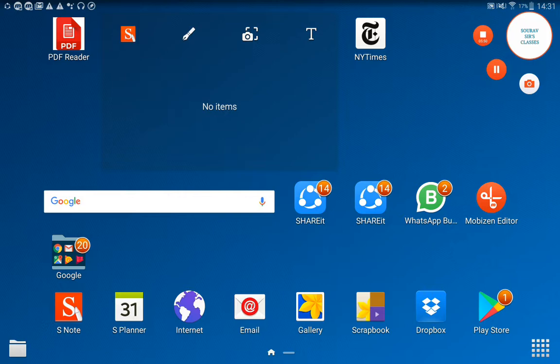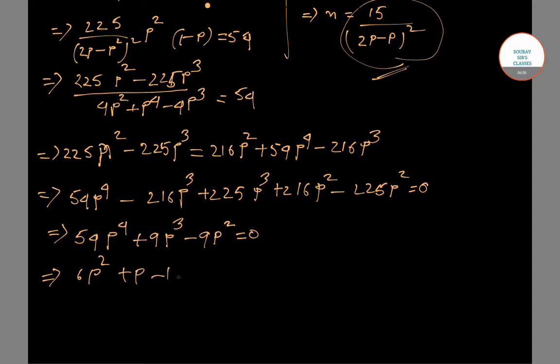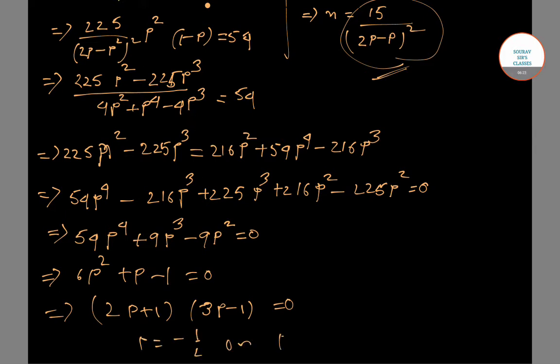So which is equals to 6p square plus p minus 1 equals to 0. Now if you further solve it, you will get (2p plus 1) into (3p minus 1) equals to 0. So from here we get the value to be either p equals to minus 1/2 or p equals to 1 by 3. So we will take this value, that is p equals to 1 by 3, because probability cannot be minus half.